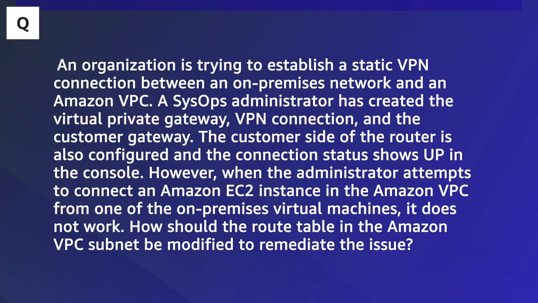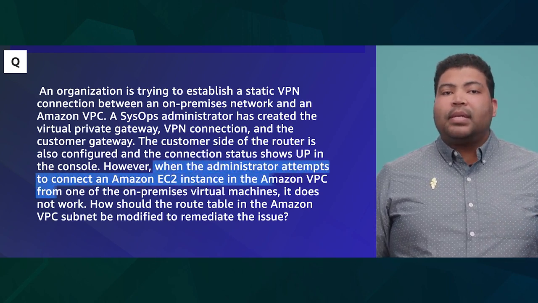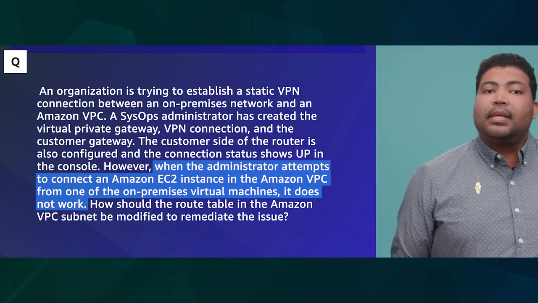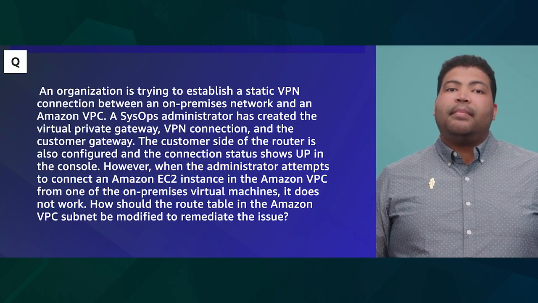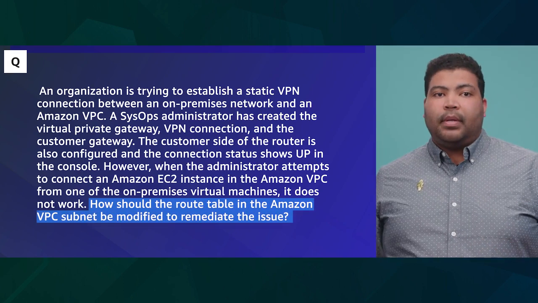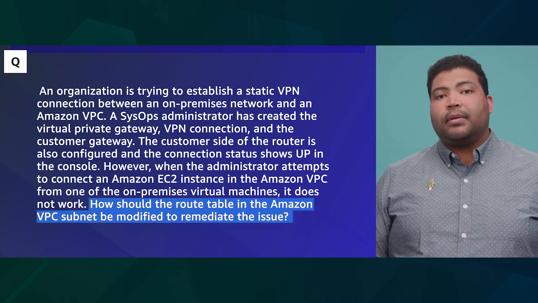Before we look at the answers, let's evaluate this to identify what we're actually looking for. First, we know that we're dealing with an already created virtual private gateway, VPN connection, and customer gateway. We also know that the customer side is already configured and the status is showing as up. Now we get to an issue. That issue being that when the admin tries to connect to an EC2 instance inside the VPC from the on-premises environment, it doesn't work. The main part of the stem now comes into play, and that is specifically how do we need to modify the route table in the VPC subnet to remediate the issue.